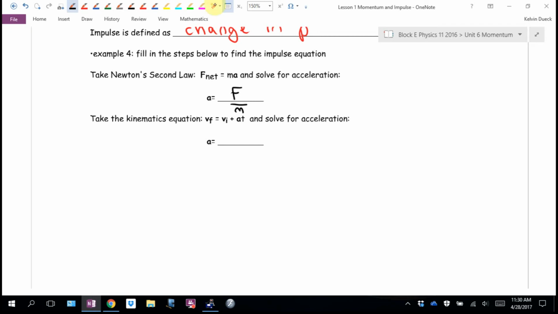Luke, there's another way to write acceleration from vf equals vi plus at. Can you get the a by itself in the vf equals vi plus at equation?